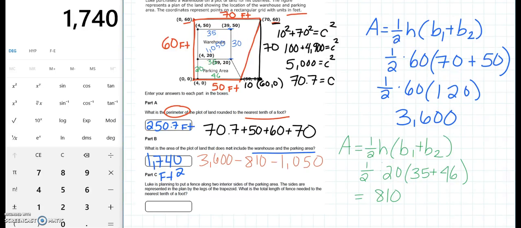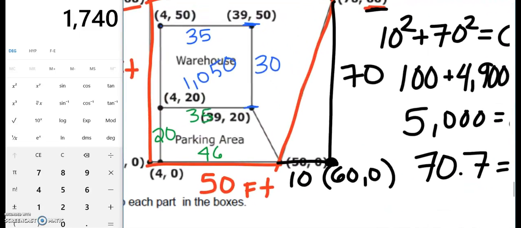All right, last question, part C, is asking you to fence in the parking area, but just the legs. So they're just looking to fence in the 2 legs of the trapezoid. So I'm going to zoom in. Let's see what the 2 legs are. All right, so I know one leg. One leg is the 20.